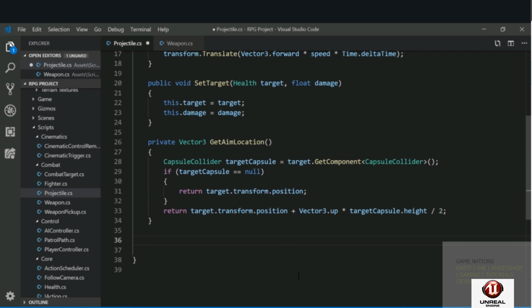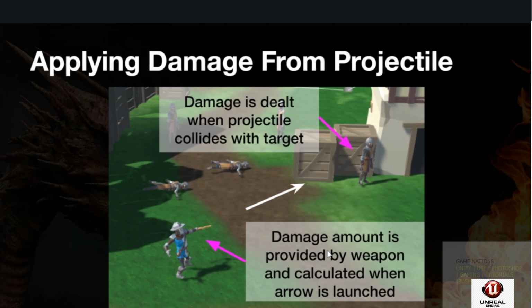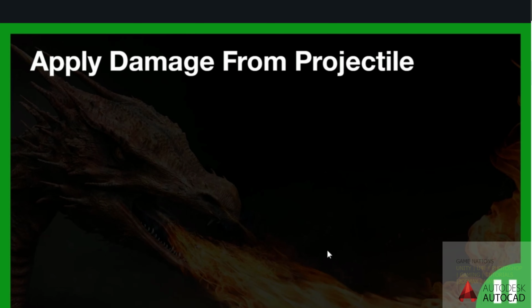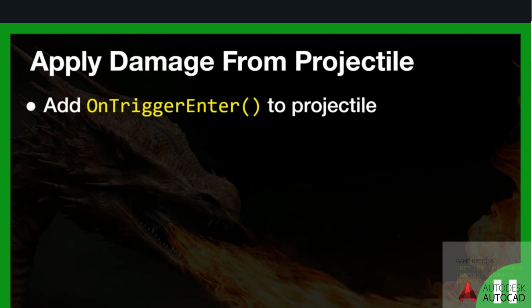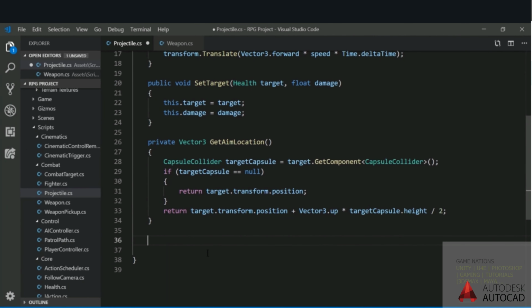So what happens when I crash into an enemy? That's going to be the challenge for you. So apply damage from projectile. First of all, add on trigger enter to the projectile, just in the place that I started writing down here.